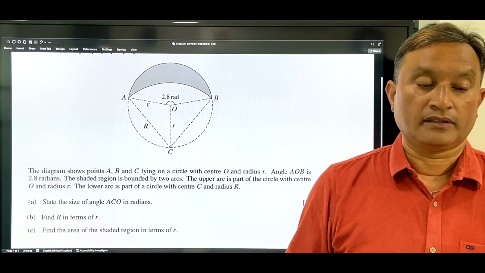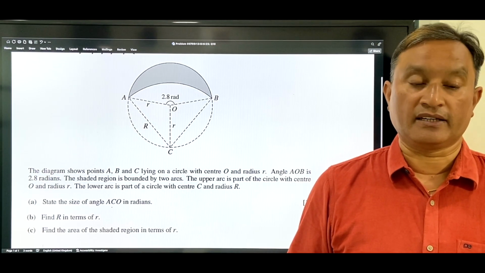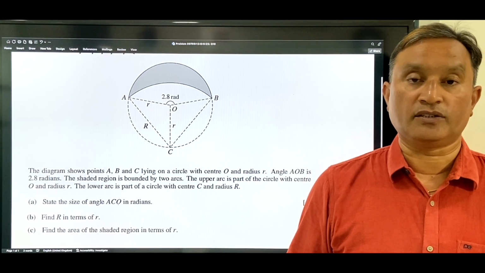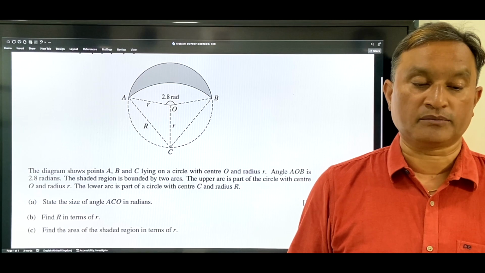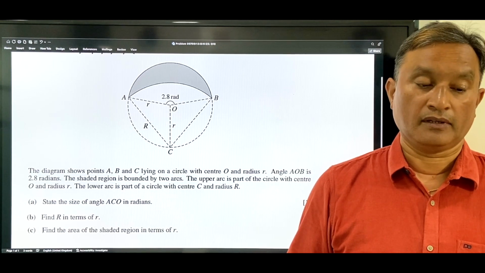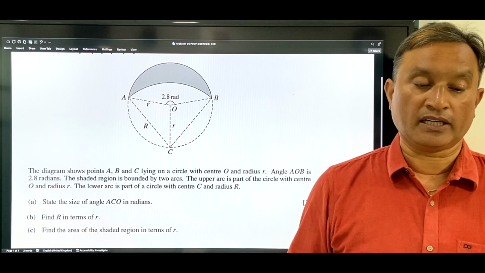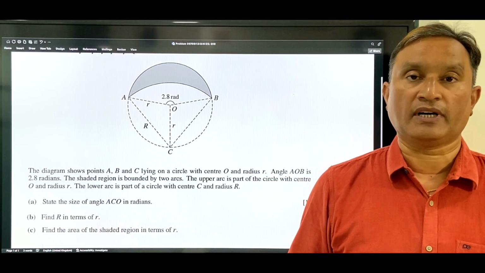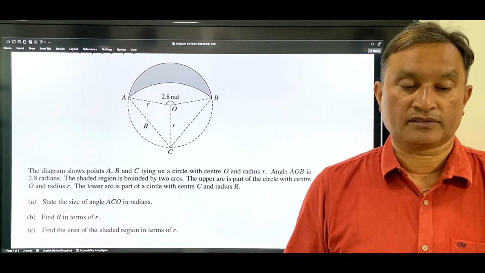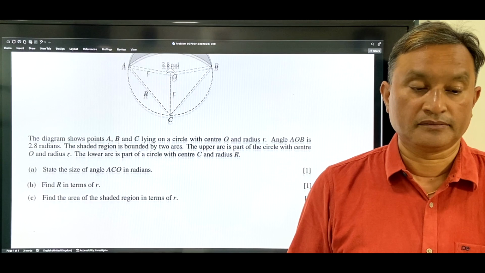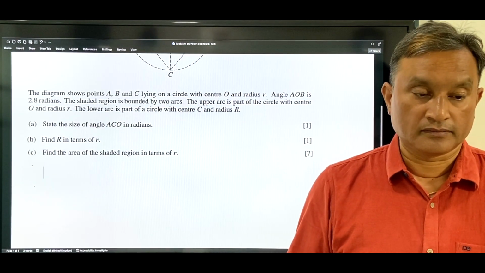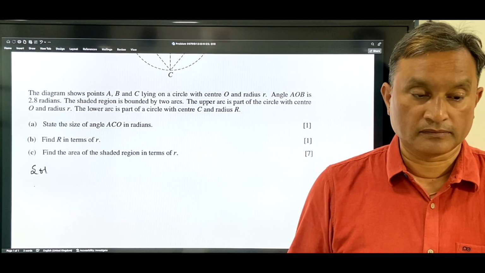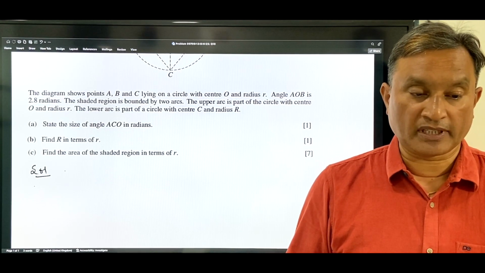A. State the size of the angle ACO in radian. B. Find R in terms of small r. C. Find the area of the shaded region in terms of r. Now we will start the solution. So we will begin with A here.